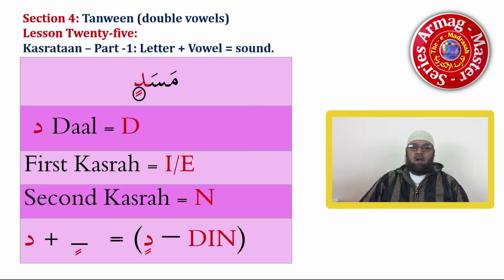Inshallah, today we will look at the second Tanween, which is Kasratan. And Kasratan are two diagonal lines written below an Arabic letter.